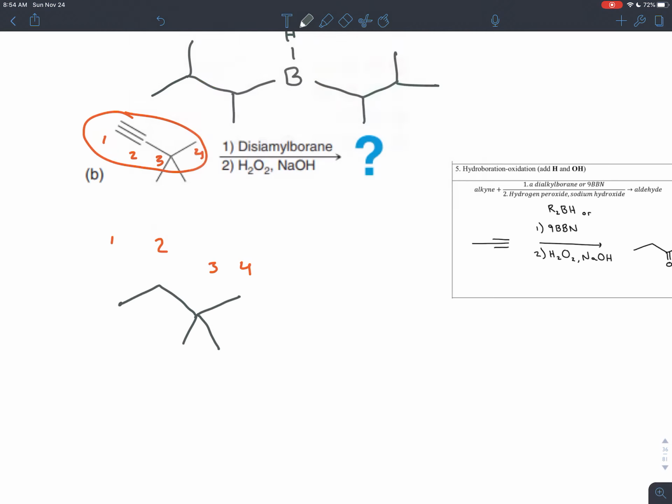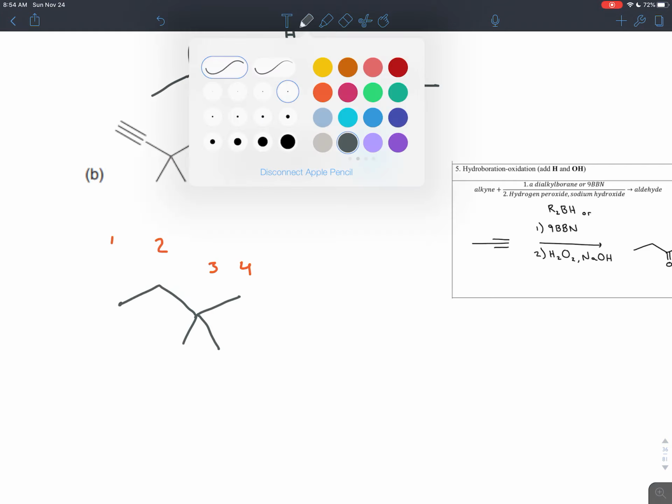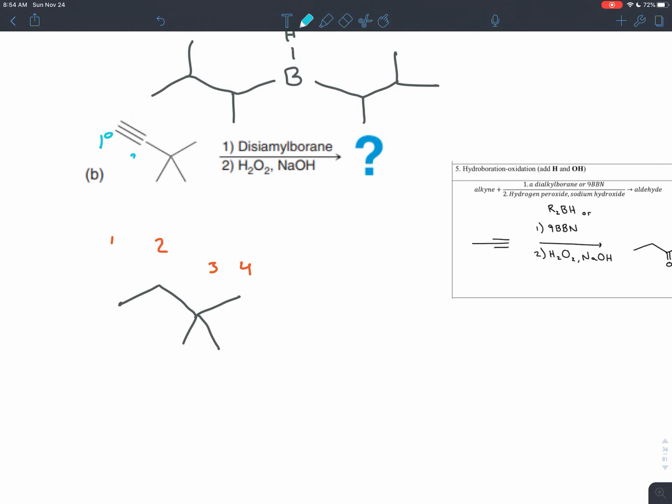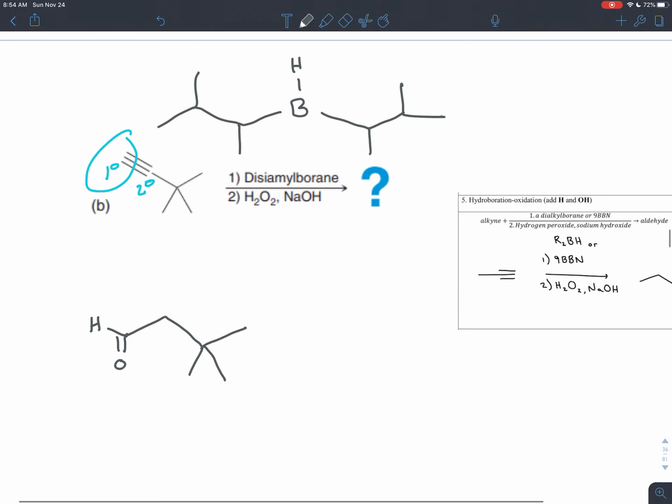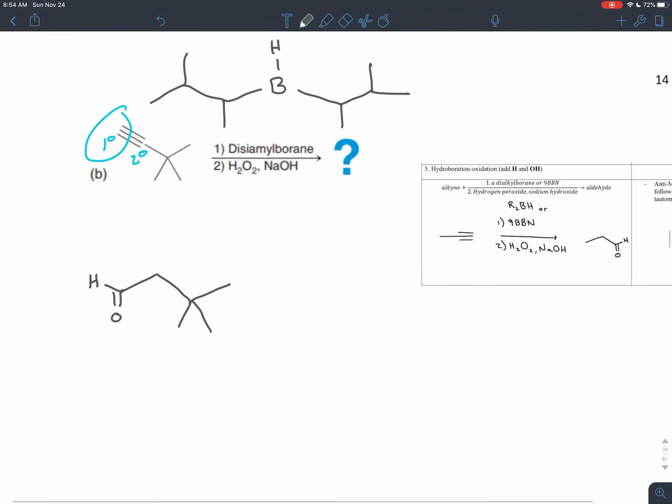Now, this is anti-Markovnikov addition. So the double bond to the oxygen is going to go on the less substituted carbon. Notice that the one on the left there is primary, and this one is secondary. So the double bond to the oxygen is going to go on the less substituted position, the primary one. And just draw that hydrogen in to remind people that what you have is an aldehyde. And so that's the aldehyde that you would have if you did this hydroboration oxidation on this alkyne.